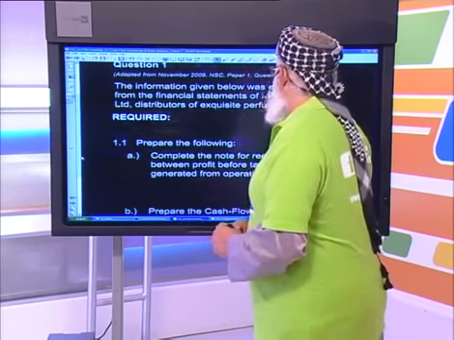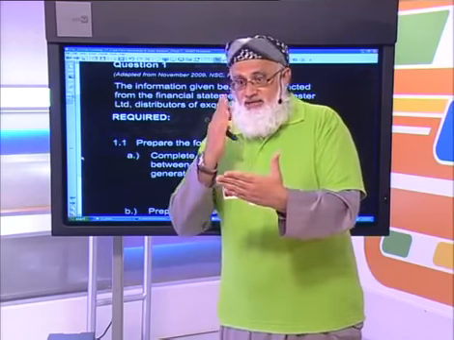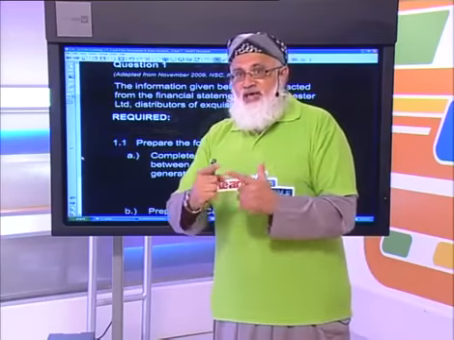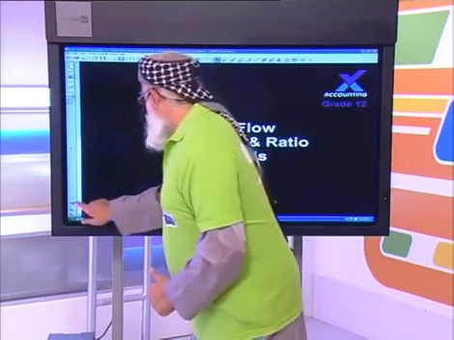The information given was extracted from the financial statements of Manchester Limited, distributors of exquisite perfumes. What are we required to do? We have to prepare the note for the reconciliation between profit before taxation and cash generated from operations. Now, immediately, note number one, what goes through your mind is that I need to add back two things. And what are those two things that I need to add back?